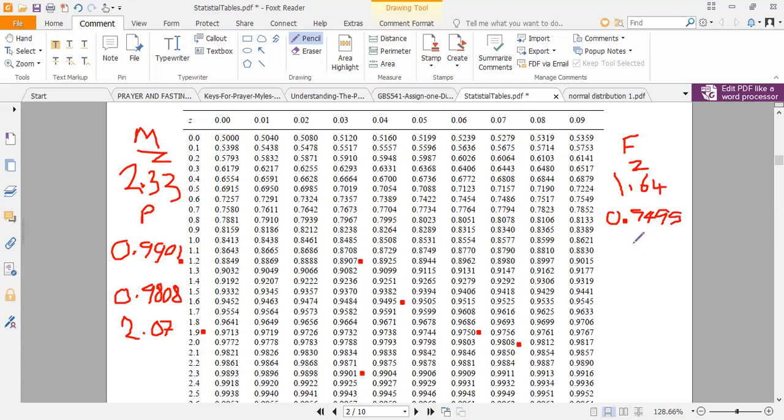Now do the opposite. Give me the reading for 0.9905. What is the Z for this probability?